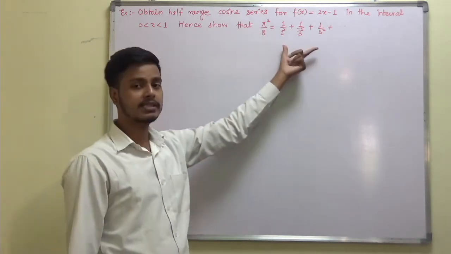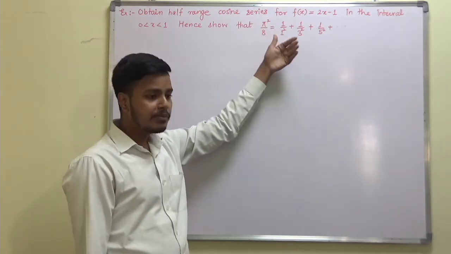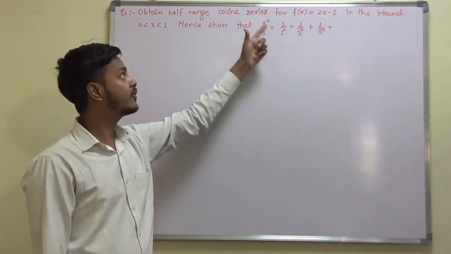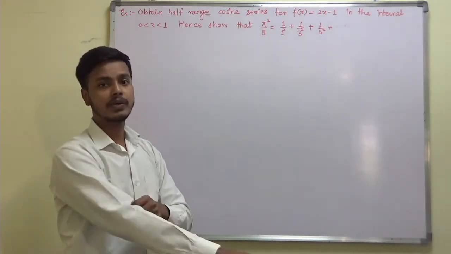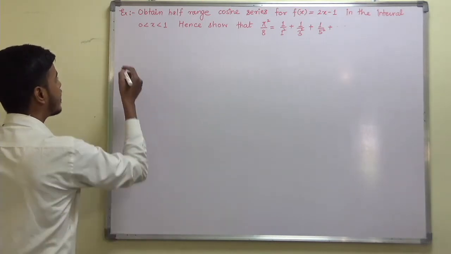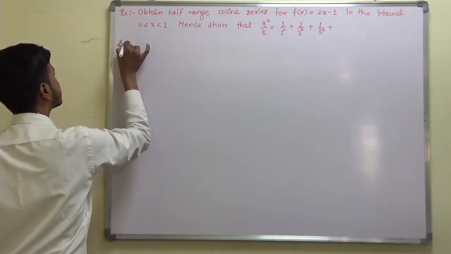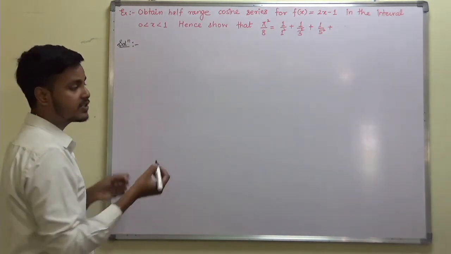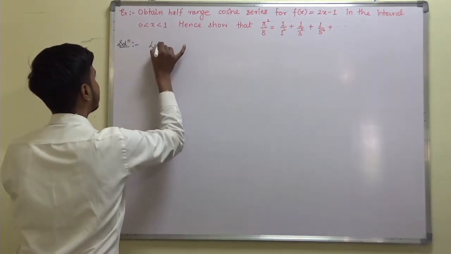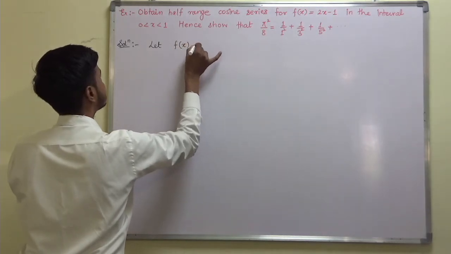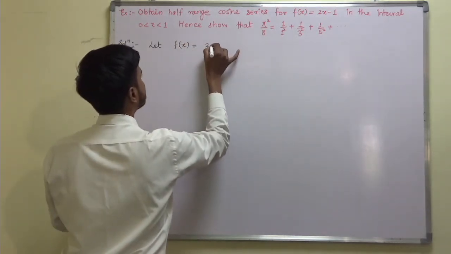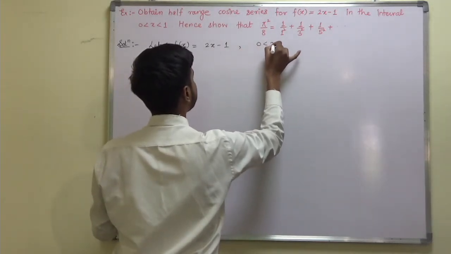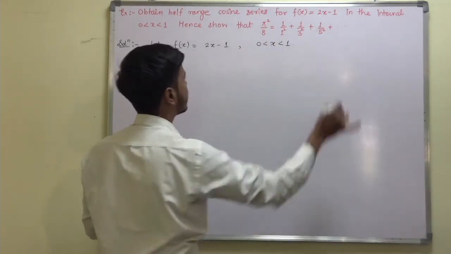Hence show that this. For the time being, forget about the second part. We first concentrate on the first part, which is obtain the half range cosine series for the given function. So what is my function? Let f of x is equal to 2x minus 1 in the interval 0 less than x less than 1.